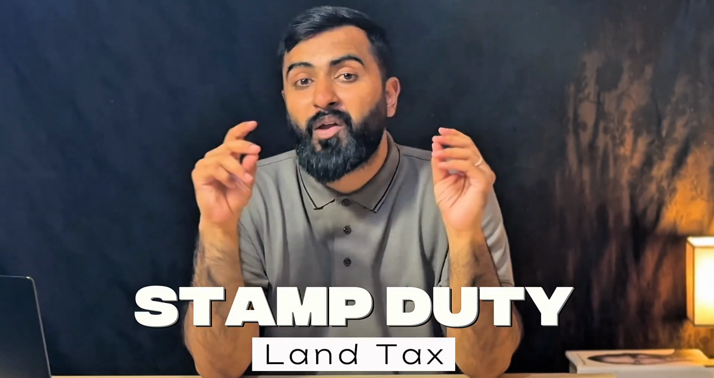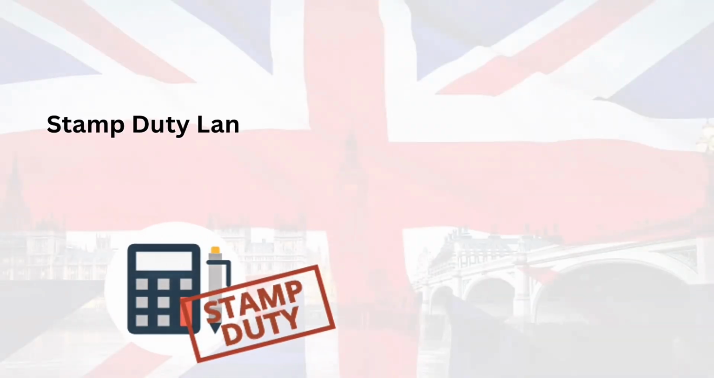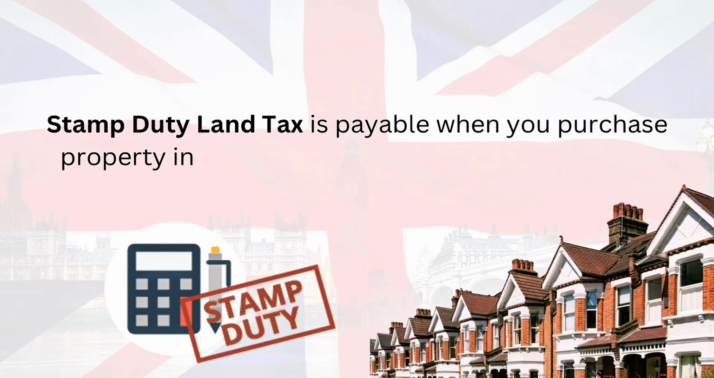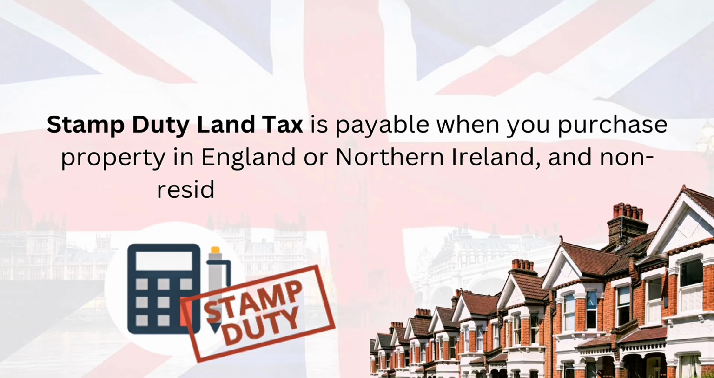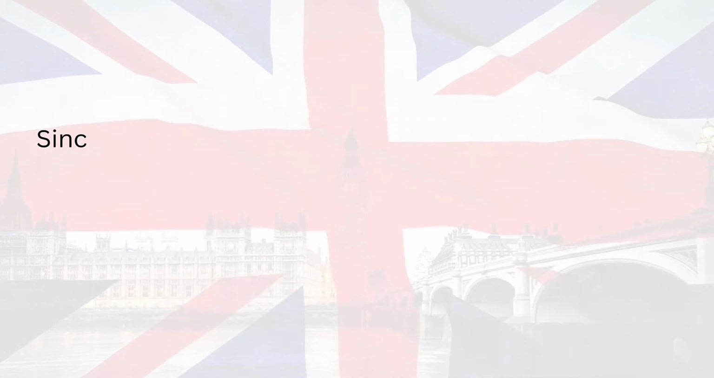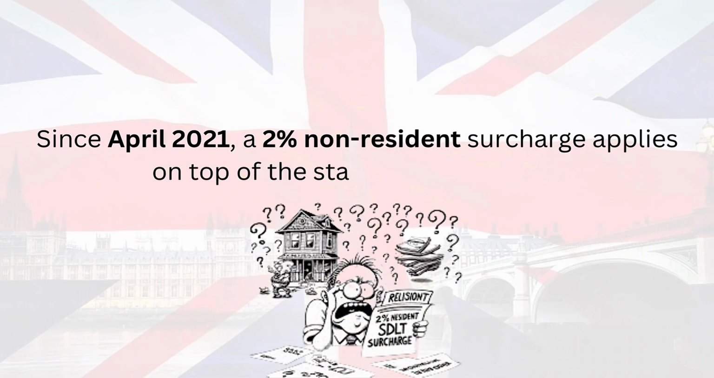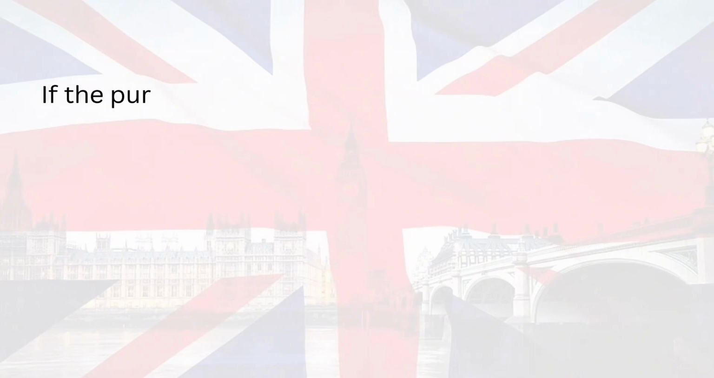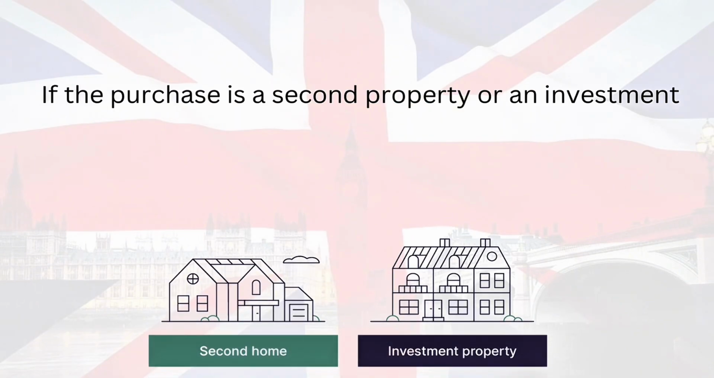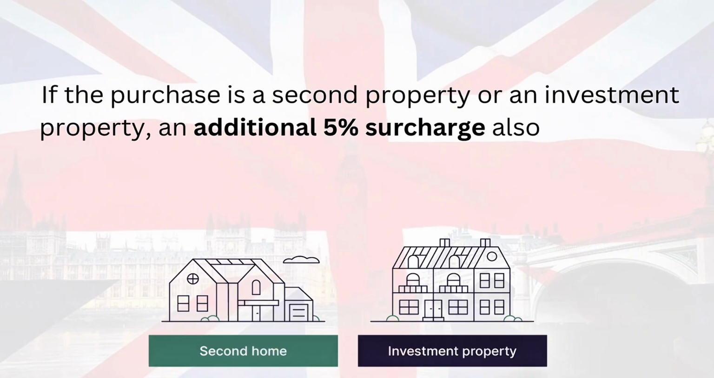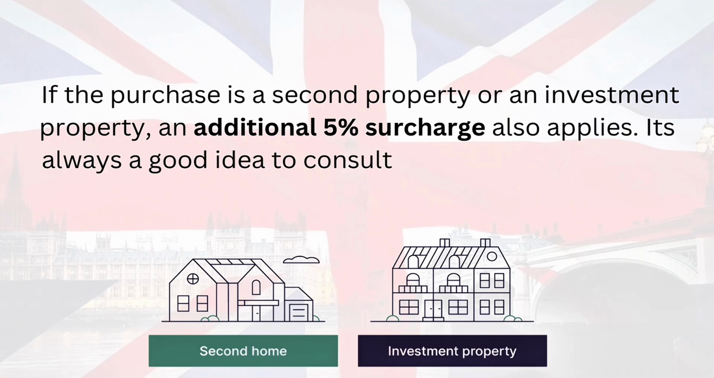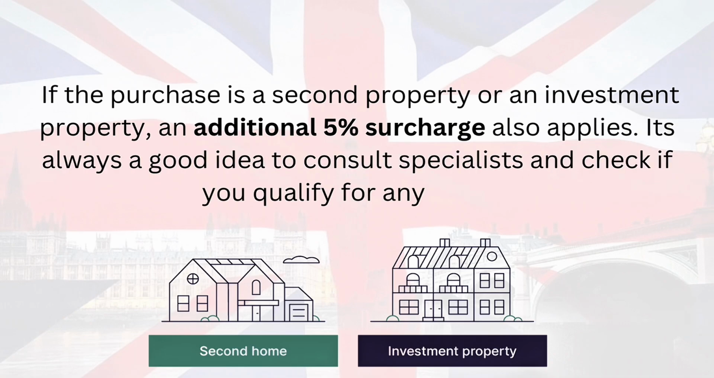Of course, before you reach this level, you have already paid another tax, which is stamp duty land tax. Now, let's quickly cover that. Stamp duty is payable when you purchase property in England or Northern Ireland, and non-residents face additional charges. Since April 2021, a 2% non-resident surcharge applies on top of the standard SDLT rates. If the purchase is a second property or an investment property, an additional 5% surcharge also applies. It's always a good idea to consult specialists and check if you qualify for any relief.